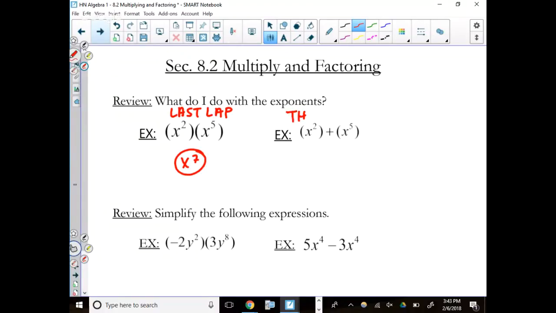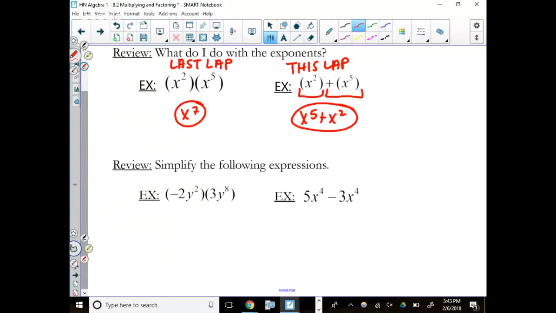This is this lap where we're throwing in adding and subtracting, where this is x squared plus x to the 5th. So this is kind of a cheeseburger analogy. You do not have like terms, because remember, these are terms. There are 2 terms here. So really, this just needs to be put into standard form, and you can't do anything with it. Okay? So I want you to recognize that there is a difference between these 2. Okay? So same thing here.